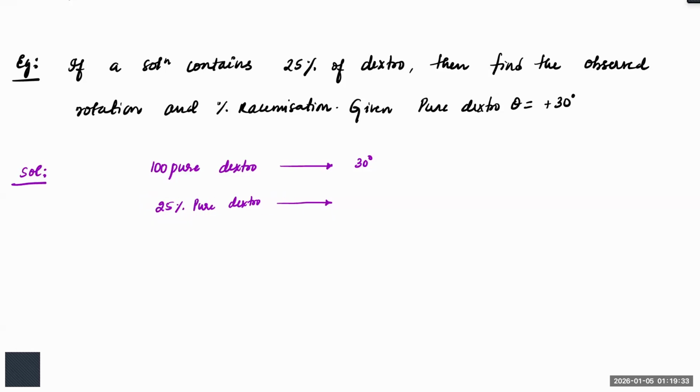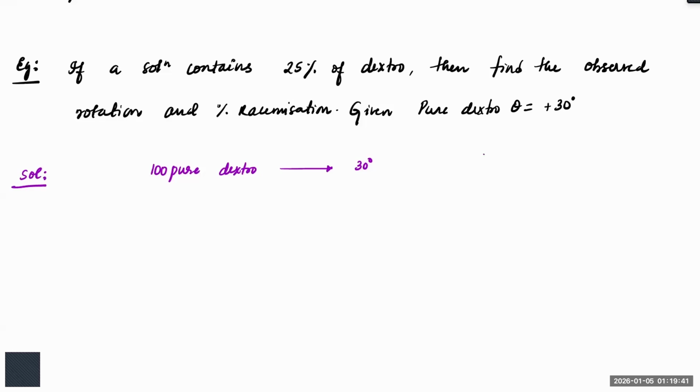Now notice this one. You need to understand one thing. If 75% of levo is present and 25% of dextro is present, right? That makes it 100% of the solution. Now notice that 25% of dextro, correct, and 25% of levo will cancel with each other. So what is left now? We are left with 50% of levo.